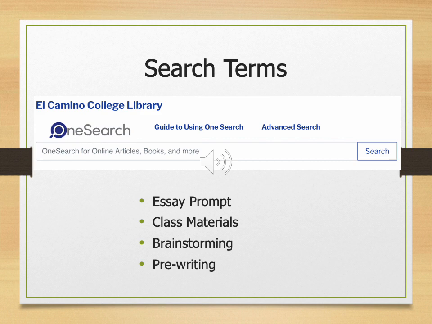OneSearch is great for searching the library's print and digital collections, but you'll need search terms to start your research. You can find some search terms in your assignment, in your prompt, and in your class materials like textbooks, handouts, and lectures. You can also use brainstorming and pre-writing techniques to broaden and narrow your list of search terms.